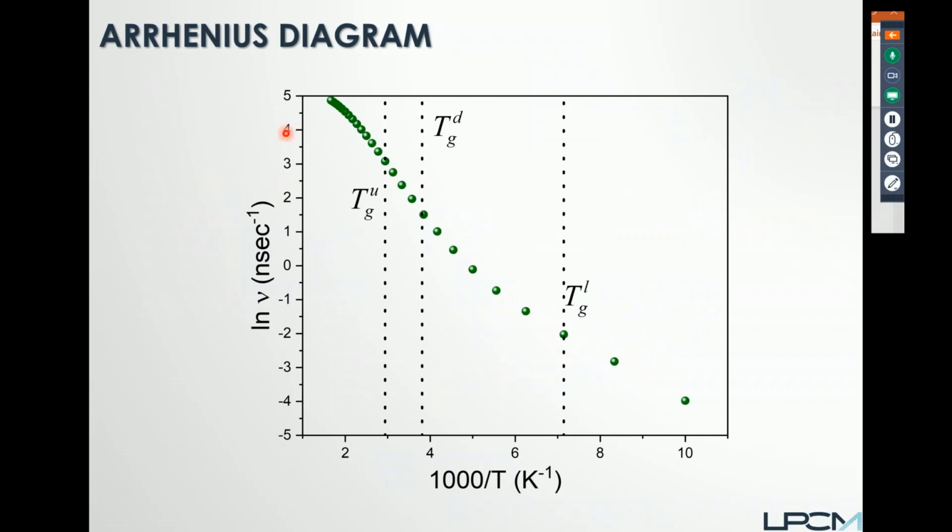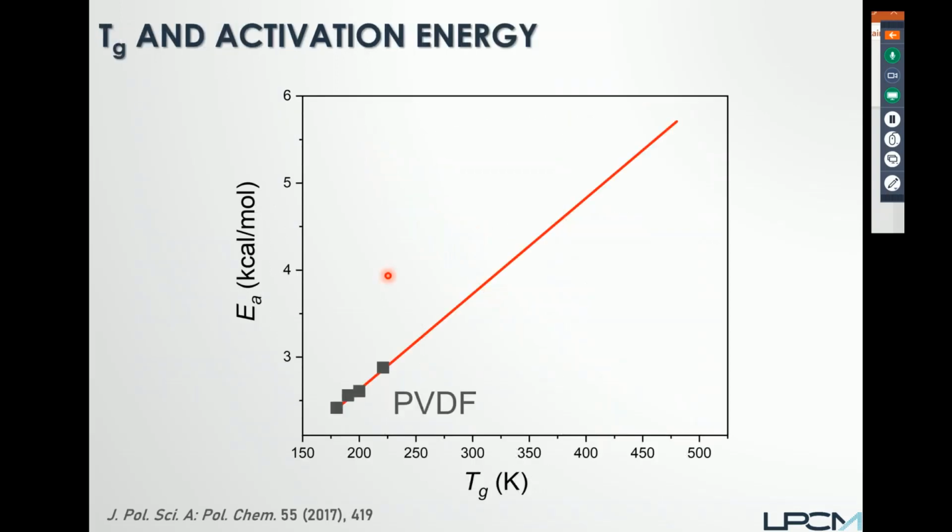So you can report that in a diagram where you plot the logarithm of the frequency with respect to the inverse of the temperature, an Arrhenius diagram. Here is TG up, TGD, and TG low. The abscissa is the inverse of temperature. From the slope, you get the activation energy, 3.3 kilocalorie per mole. So this is the activation energy with respect to the TG.